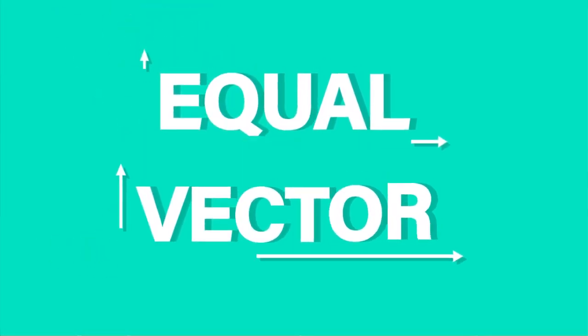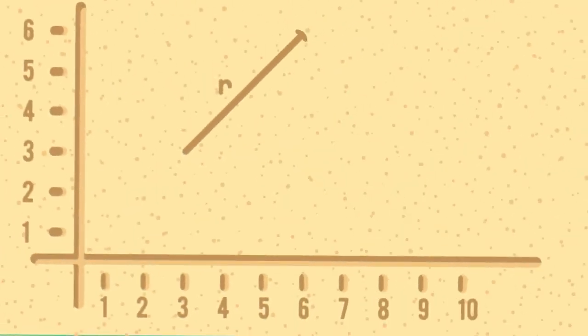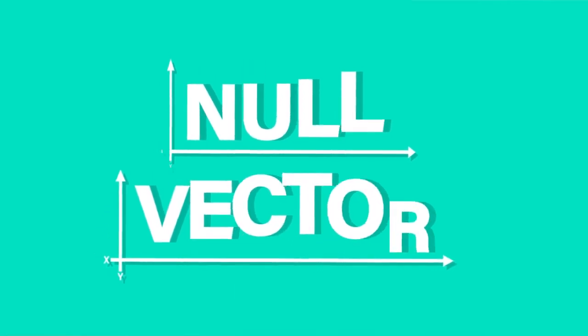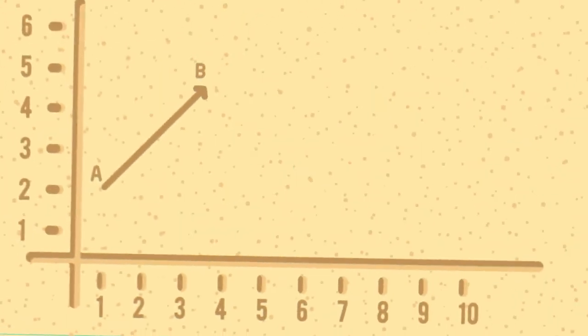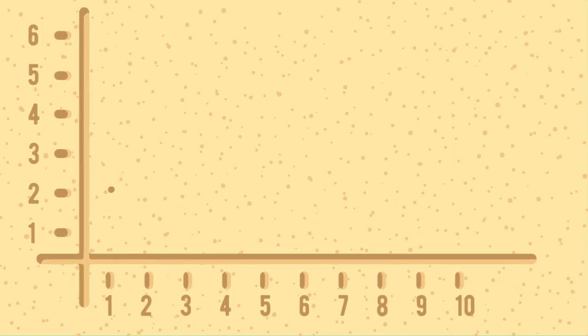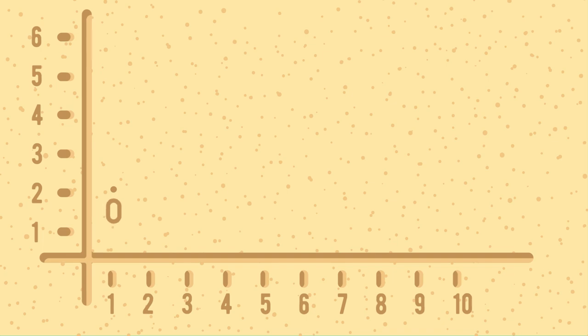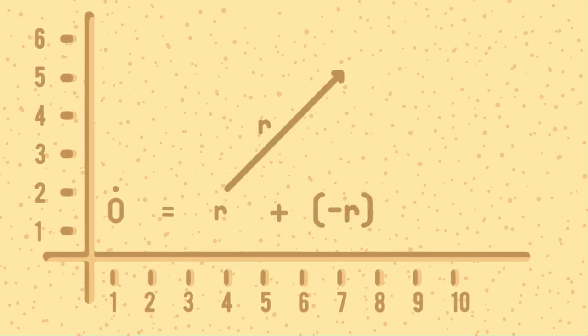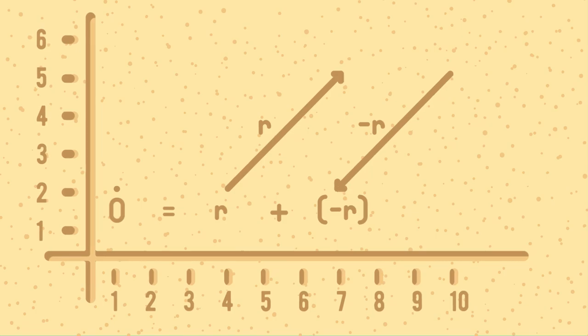Equal vectors. Two vectors having same directions, magnitude and unit are called equal vectors. Zero or null vector. A vector having zero magnitude and whose initial and terminal points are same is called a null vector. It is usually denoted by O. The difference of two equal vectors, same vector, is represented by a null vector.